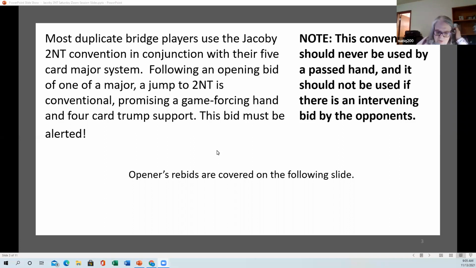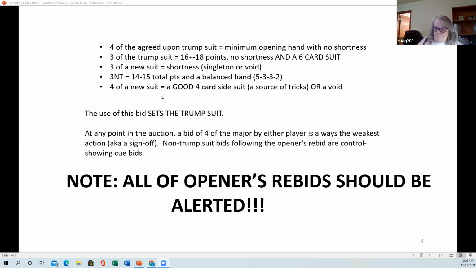Now, the important thing where this becomes handy and becomes really a valuable bid is in the rebids. And here they are, rebids by the opener. These are artificial. So all of openers' rebids need to be alerted because they all have special meaning.